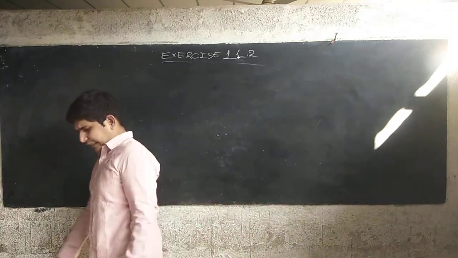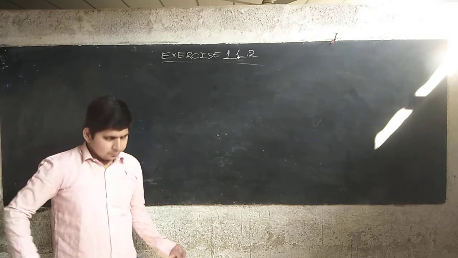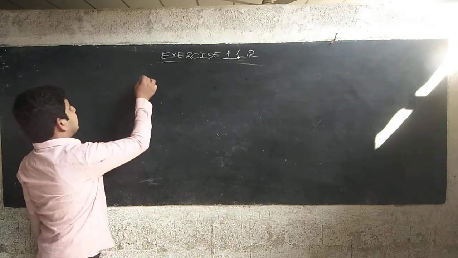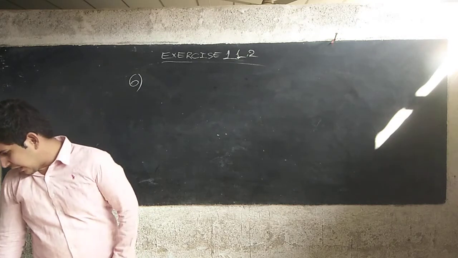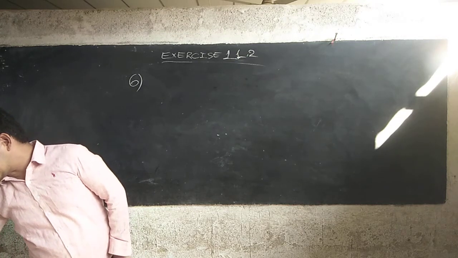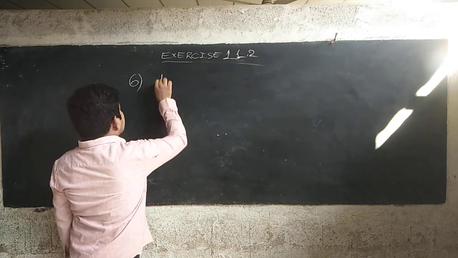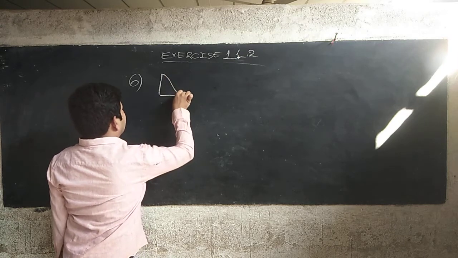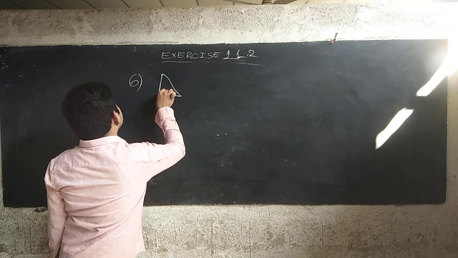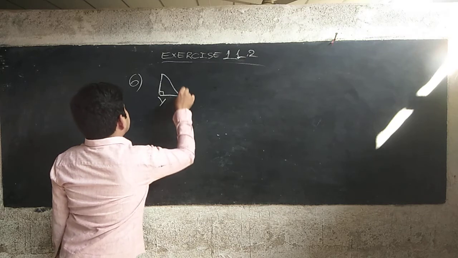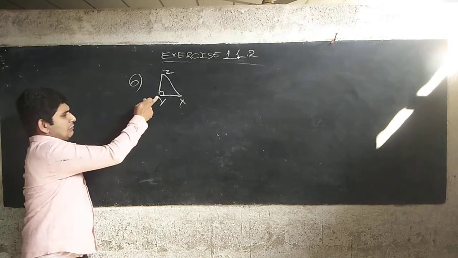Now we are going to discuss the next problem, that is the sixth problem. In triangle XYZ, right angle is at Y. So we have to draw one triangle. In triangle XYZ, the right angle is the point Y. So this is X, this is Z. This is the triangle, right angle is the point Y.